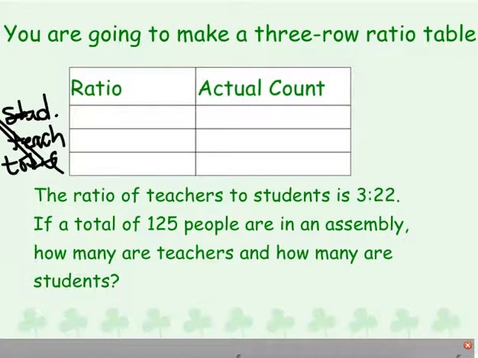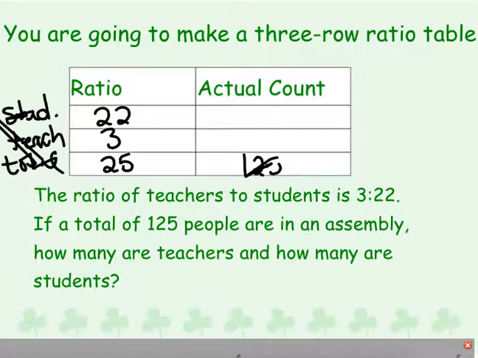So that I can put in my ratio of 3 teachers to 22 students, and I could have switched those, it doesn't matter which row they go in, but it means that I have a total units of 25. 25 people are represented here, 3 being teachers, 22 being students. And then I also put in my actual count. My total number of people in this assembly is 125. So I want to know how many students, how many teachers are in there.